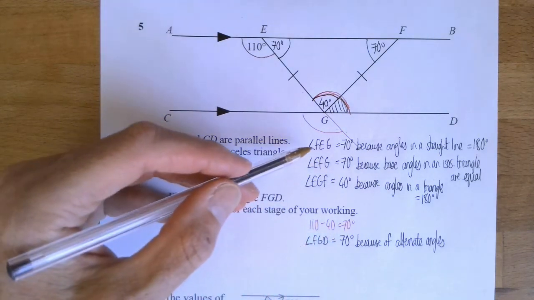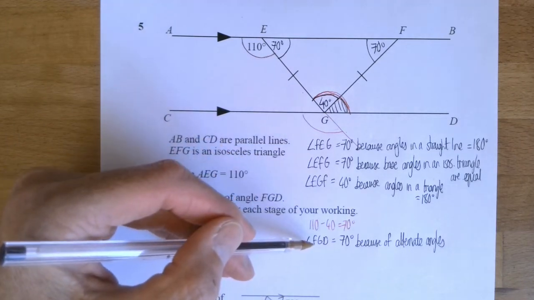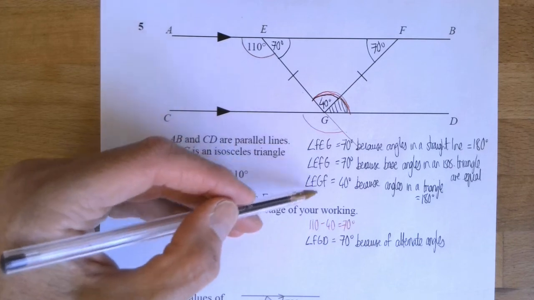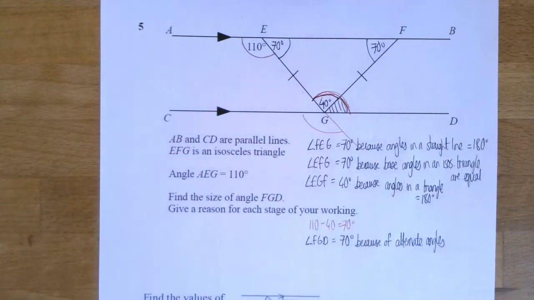So these are frustrating, aren't they? There's a lot of writing going on. But, you know, that would have been a 4-mark question. 1, 2, 3, 4. With no writing, you might have got 1, you might have got 2 marks. So it is important that you get into the habit of doing that.